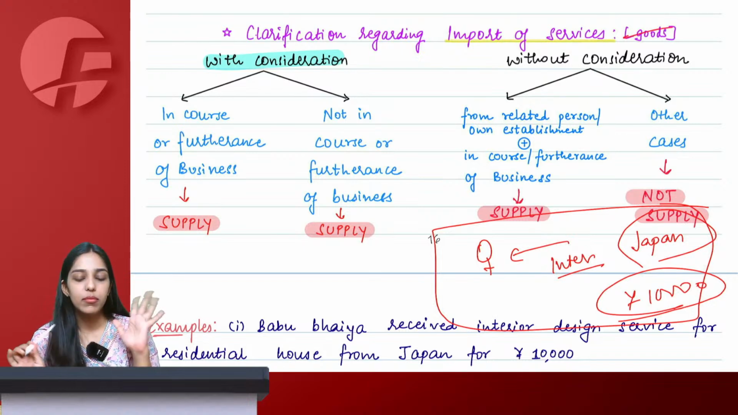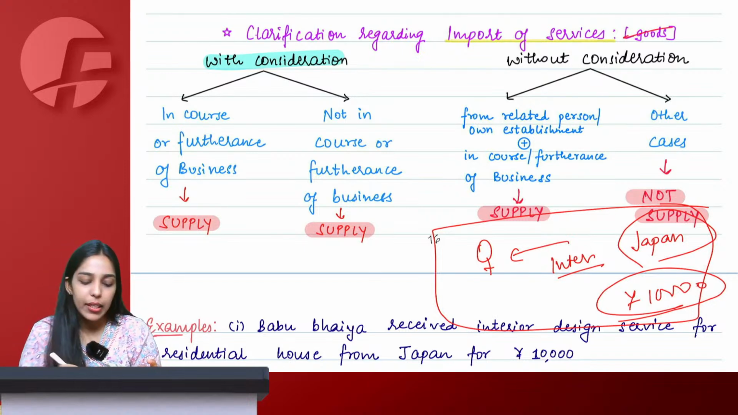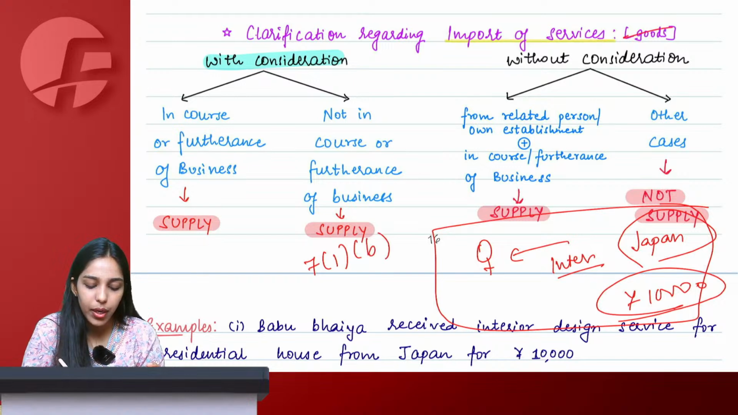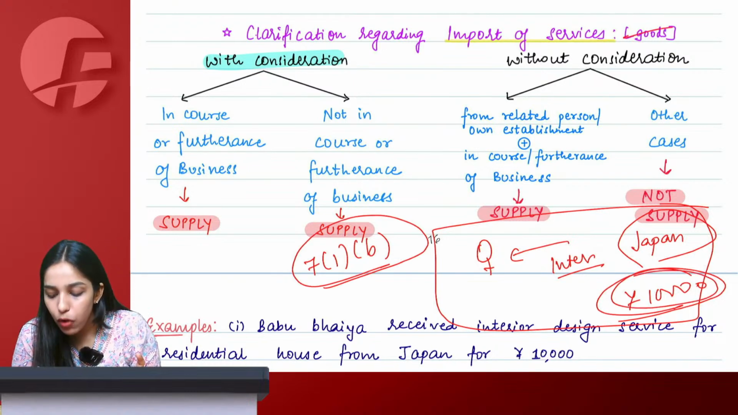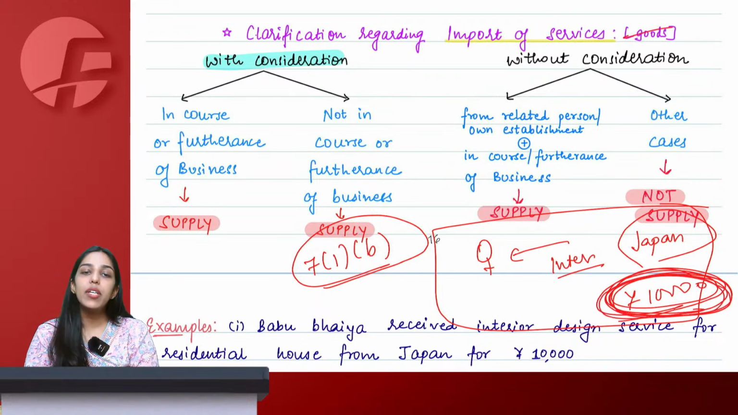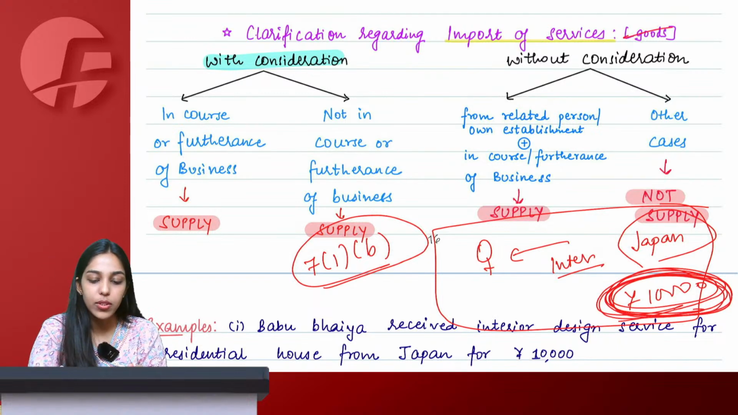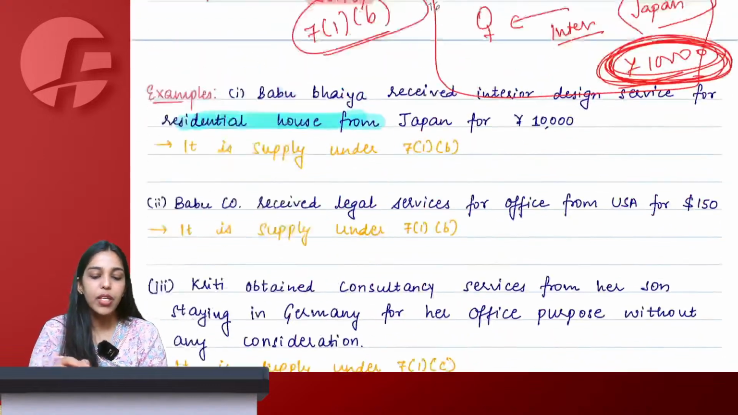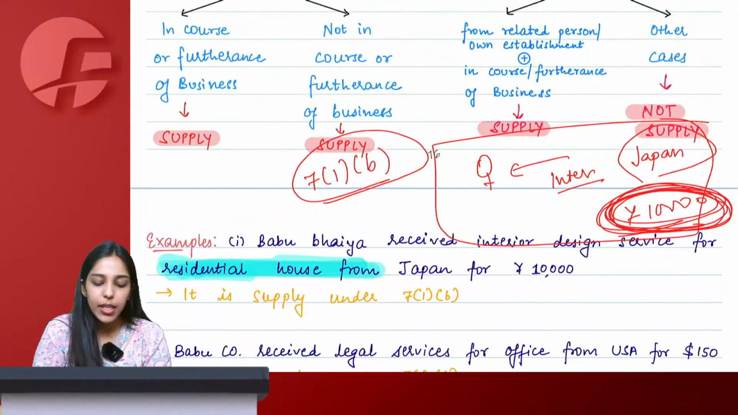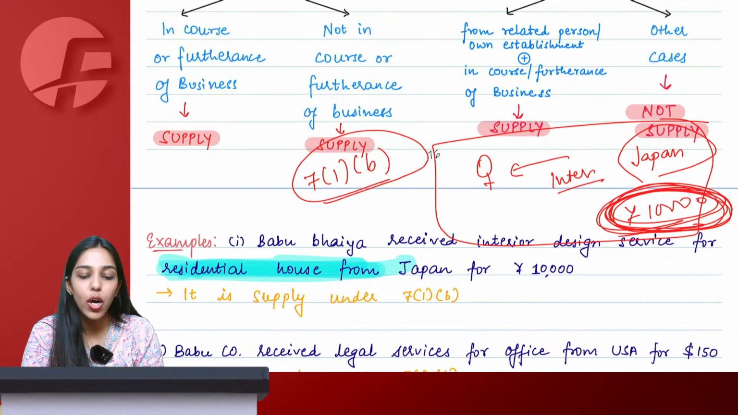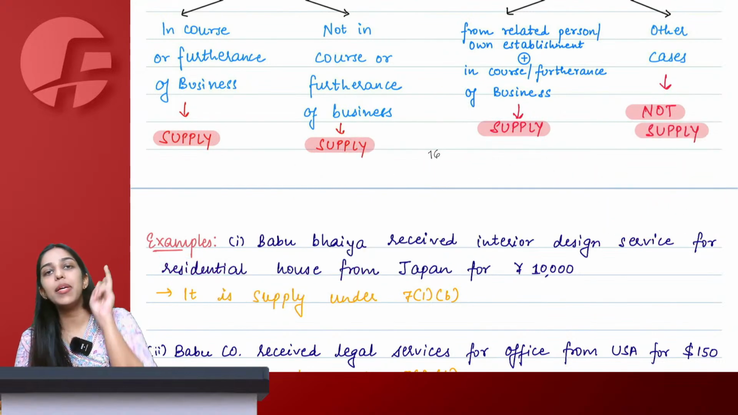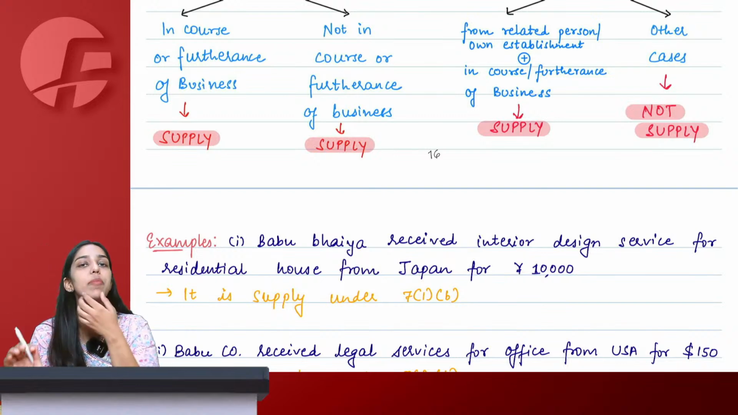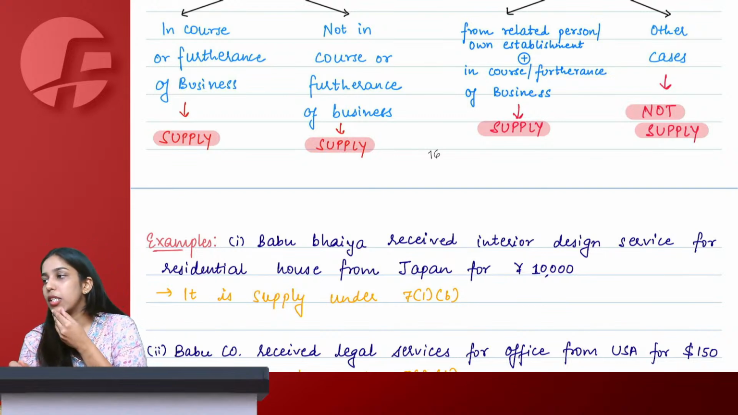Chalo. Yes, ma'am. Under section 7(1)(b), it is a supply because it is import of service for consideration. Even if Babu Bhaiya is importing for a residential house, it will not make a difference, because import of service for consideration, be it personal purpose or business purpose, will always be treated as supply under GST.